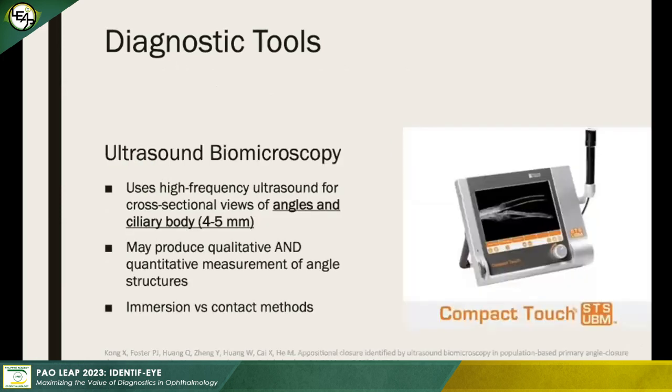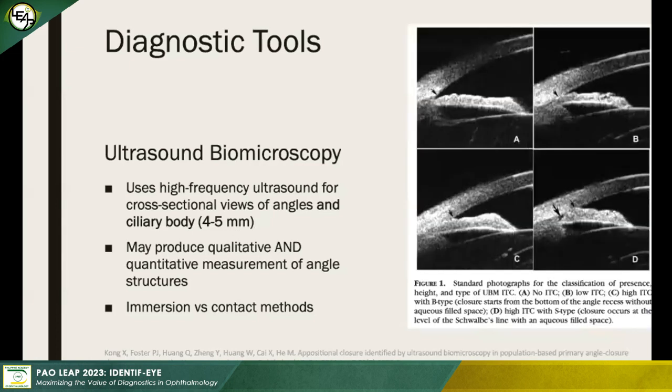And then there's the ultrasound biomicroscopy. This uses high-frequency ultrasound for cross-sectional images of the angles and ciliary body, even up to 4 to 5 millimeters. It can produce qualitative and quantitative measurements of angle structures. With newer technology, it now has an immersion and also a contact method. For those unfamiliar with UBM, this is an example of what it looks like on the right. It looks like your other ultrasound machines. It's black and white, and you describe it using echogenicity.